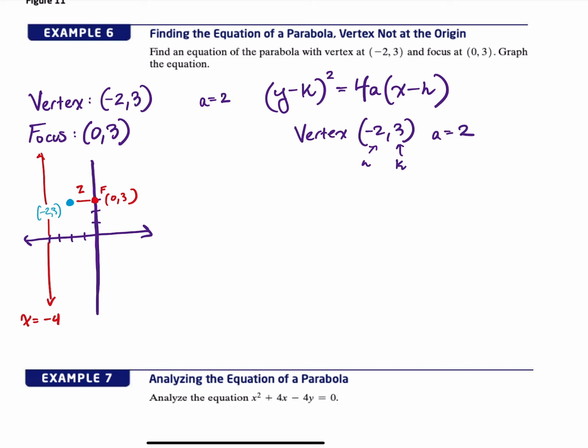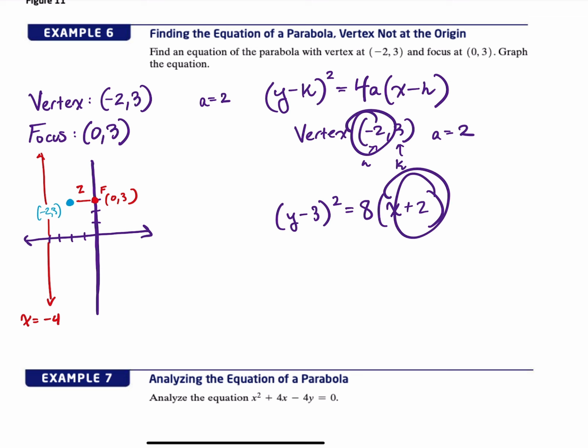So let's just plug everything in. This would be y minus 3 squared will equal 4 times 2, so 8 times x minus negative 2. So this is what I mean by it will flip in sign. Notice it's a positive 3 for our y value and it shows up as minus 3 here. And it's negative 2 for our x value and it shows up as plus 2. So the minus in the formula ends up flipping the sign. So there's our equation.